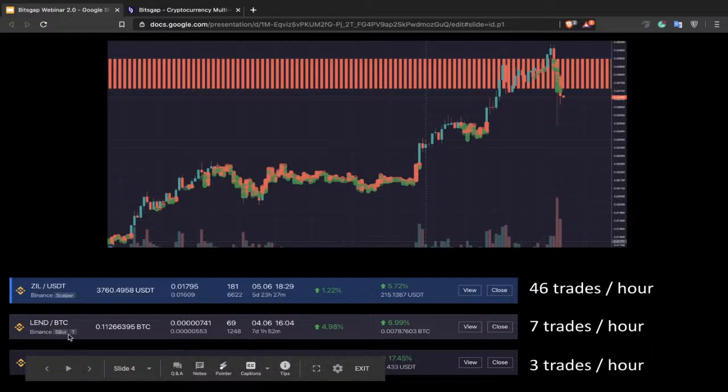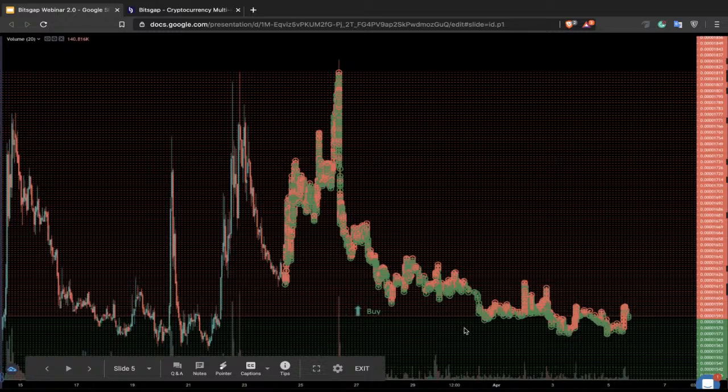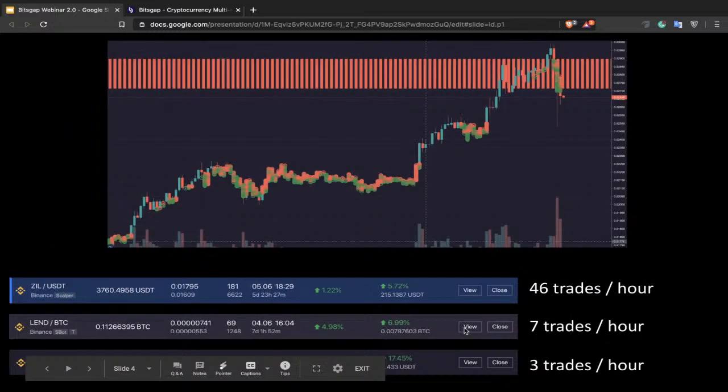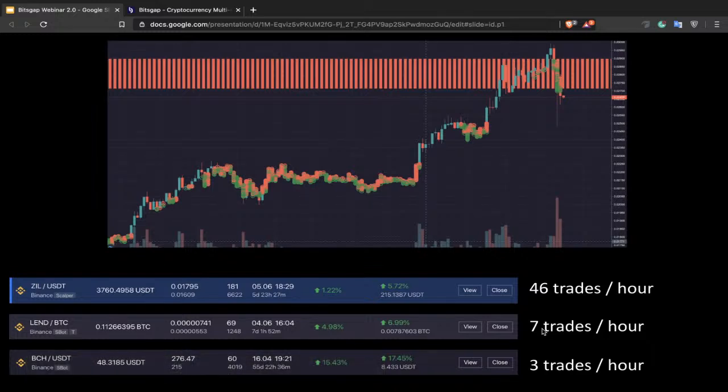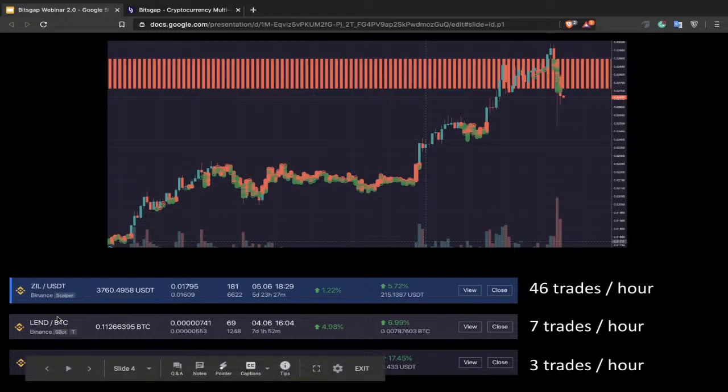Here we have the SBot, and let me come back. So for 7 days we had 1,200 trades, so that's 7 trades per hour. And yeah, that's because of the market volatility and because of the settings that we have.